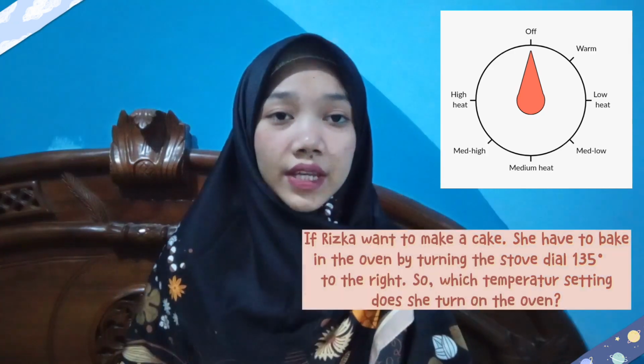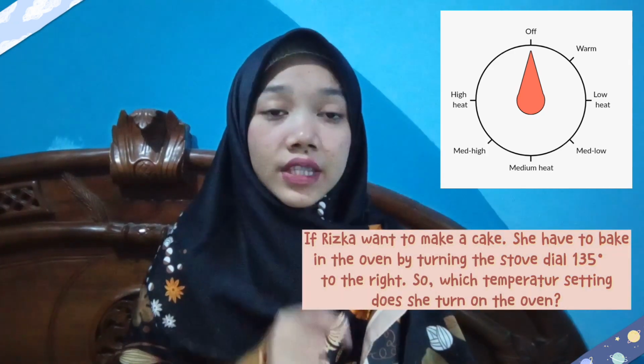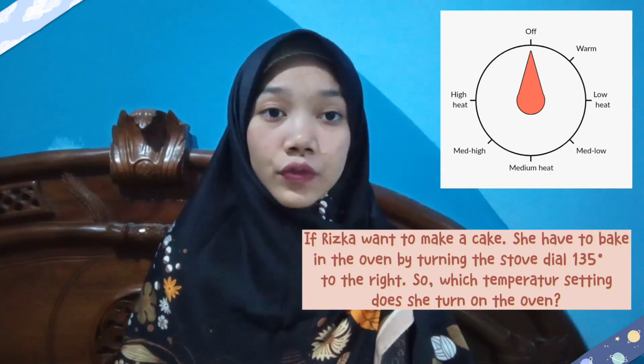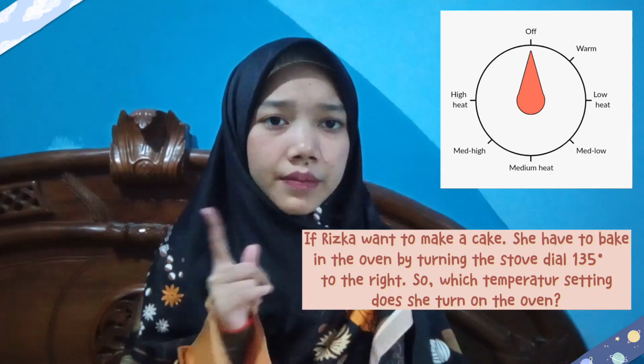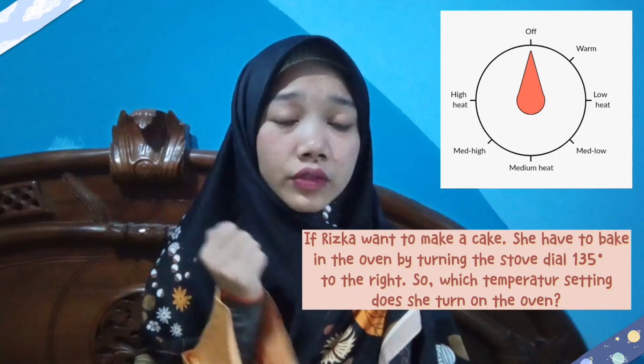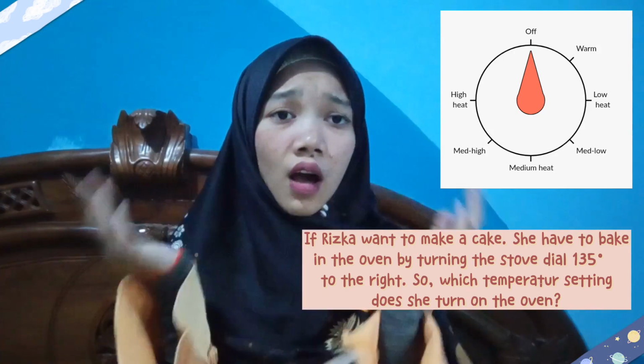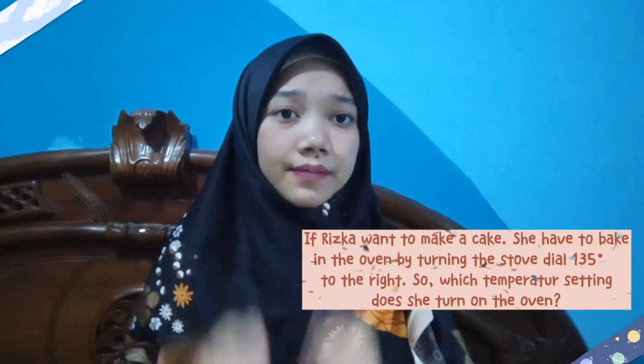If Rizka wants to make a cake, she has to bake it in the oven by turning the stove dial 135 degrees to the right. The problem is, which temperature setting did she turn on the oven? How to solve the problem? To solve it, we must know about angles.